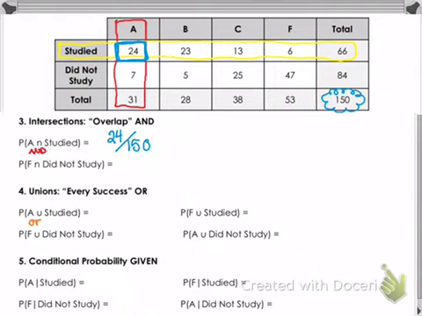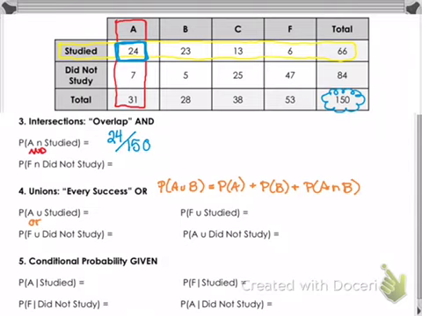Unions are a lot harder to see on a two-way table than they were on a Venn diagram, which is why we have a rule. It's called the addition rule. So whenever we're trying to find an OR, we're going to use the addition rule. The addition rule says this. It says the probability of A or B, so that's what we're trying to find, is equal to the probability of A plus the probability of B minus the probability of A and B. So basically, it's the total in the A plus the total in the B minus that overlap.